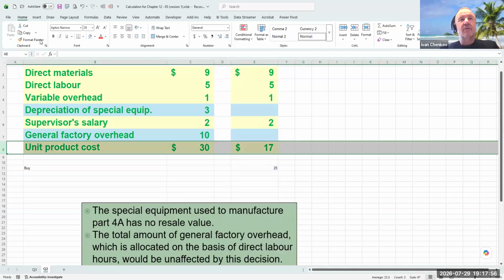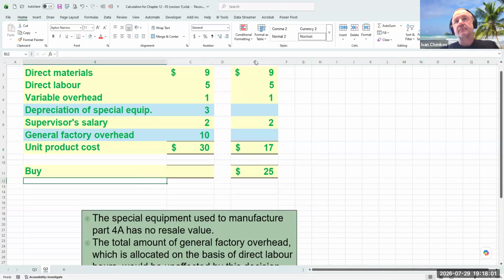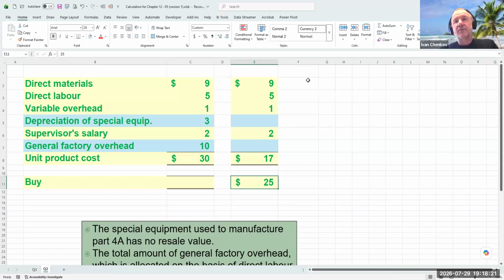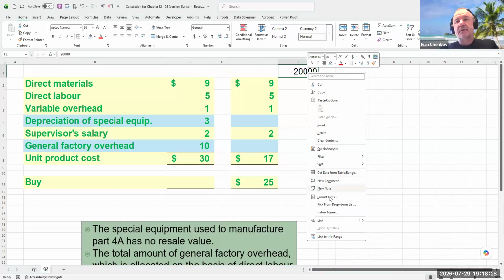What do you think? Shall we take the offer or not? Shall we buy something for 25, which costs us only 7? Yes or no? Let's see what's going to happen. We're talking about 20,000 units, correct?